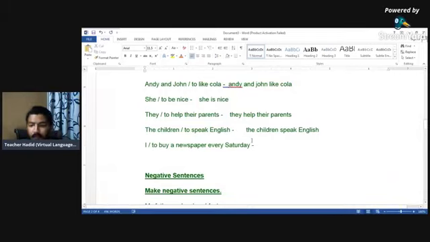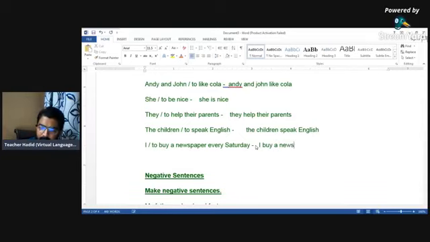I to buy a newspaper every day. A very simple one. 3 seconds. One, two, three. The right sentence should be I buy a newspaper every day. Every Saturday. Alright.